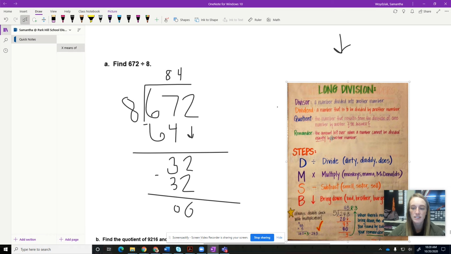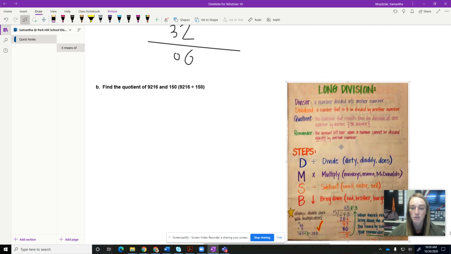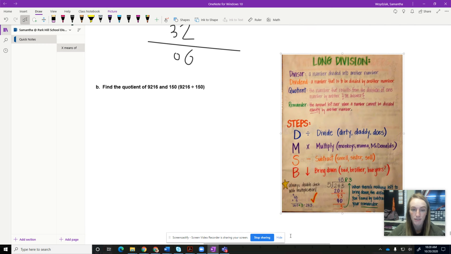So let's take a look at the second problem. I know this one does have a remainder, so we're going to see how we write that now that we are in 6th grade. We're going to find the quotient, which we know is the answer to a division problem, of 9,216 and 150. So that's a different way of writing a problem. You can see it just says find the quotient of 9,216 and 150. And then we gave you a hint of how you would write that. You would put the first number as the dividend and the second number as the divisor.